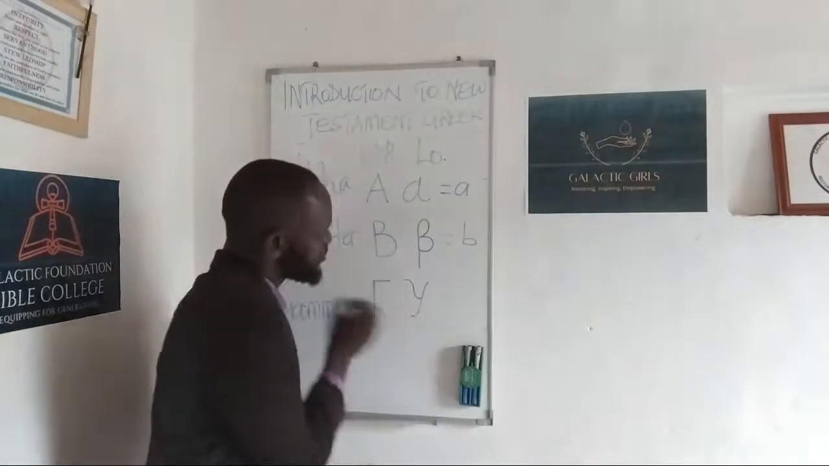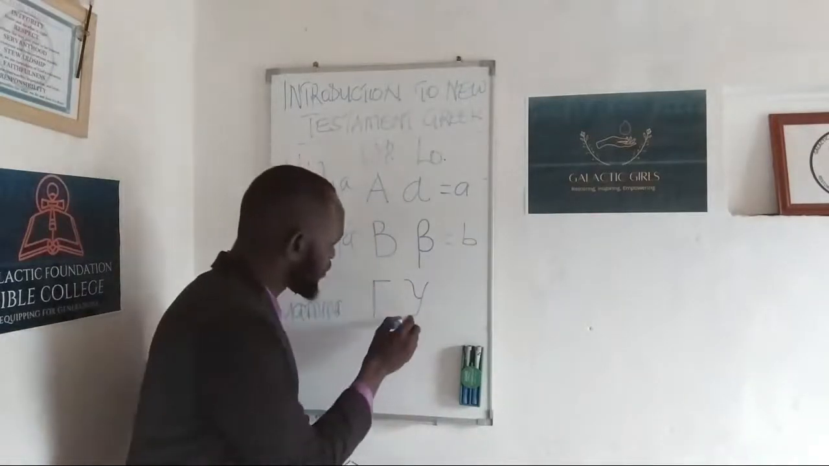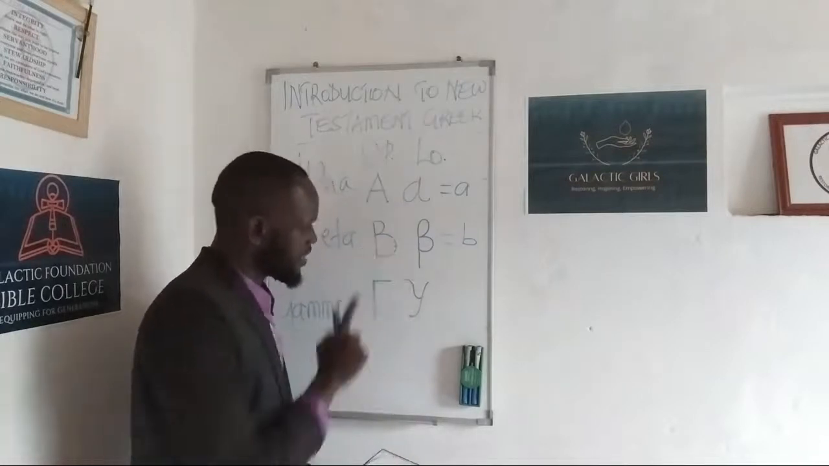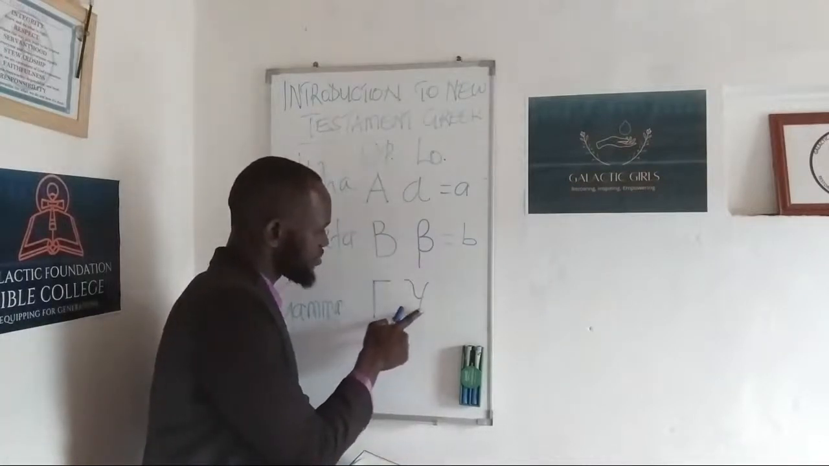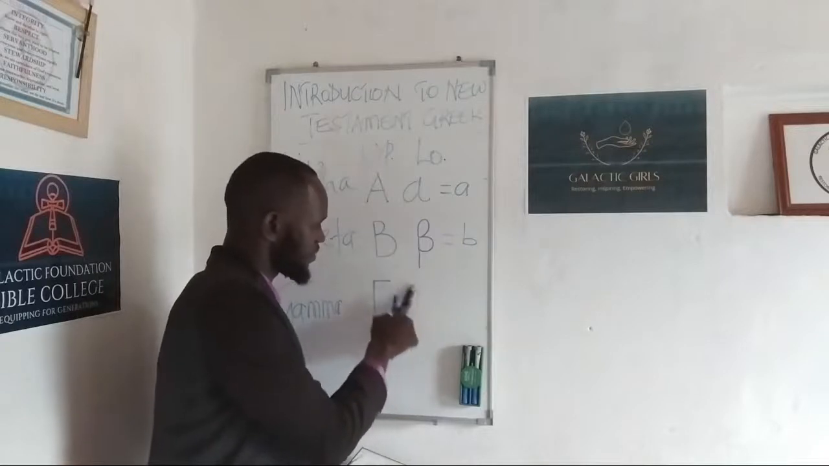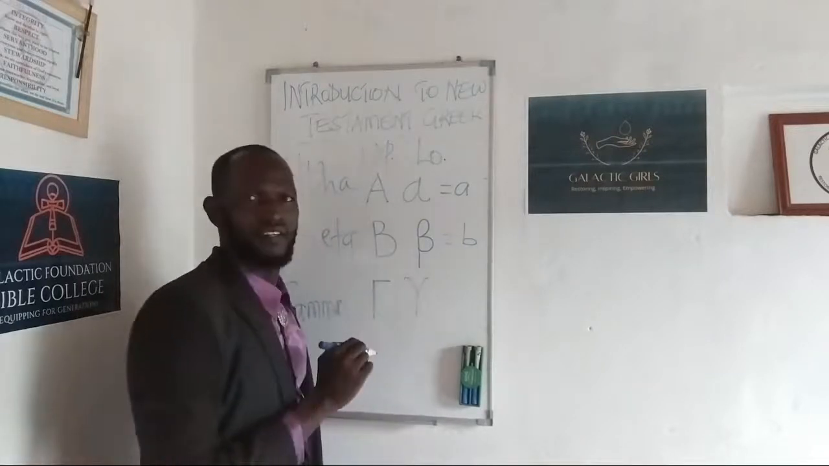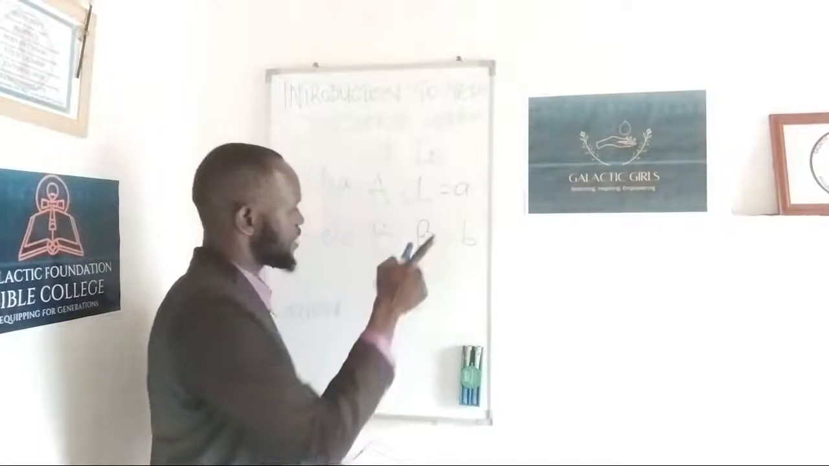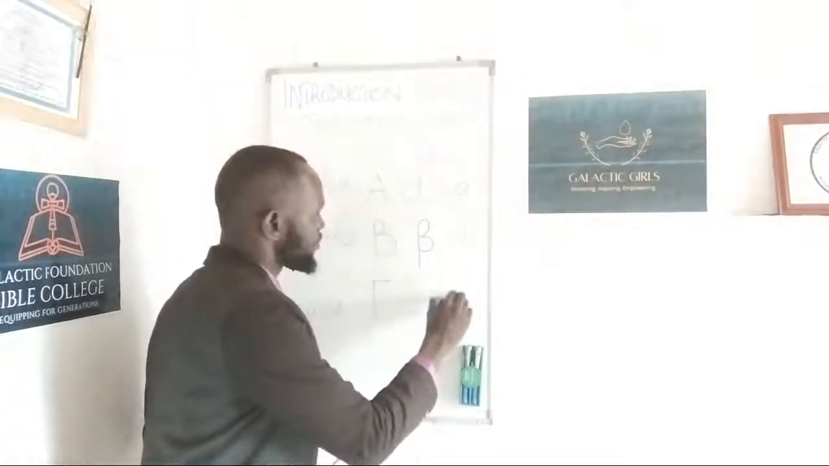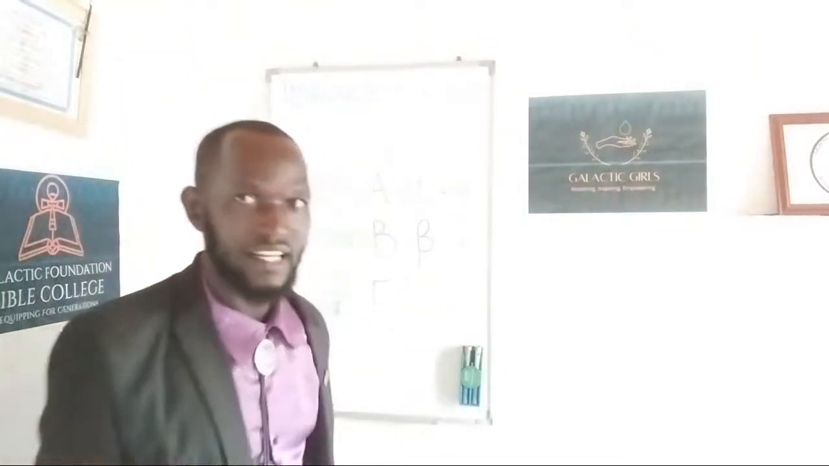Okay. Now this is very close to your English Y. The difference is for gamma, you don't have this curve underneath here, right? You notice that curve, a bit straight. And this is equivalent to the English G, all right?